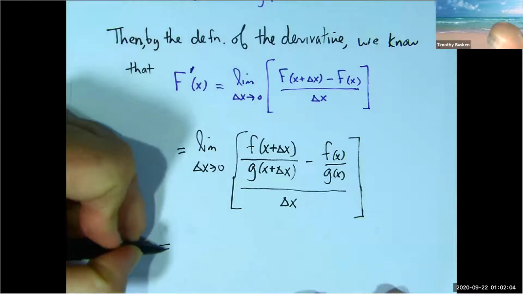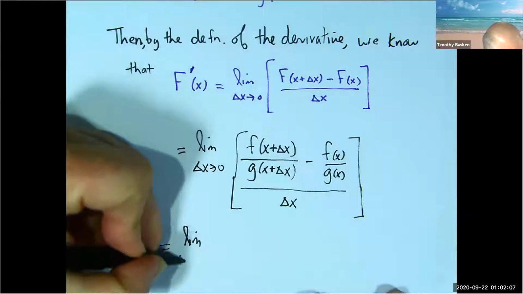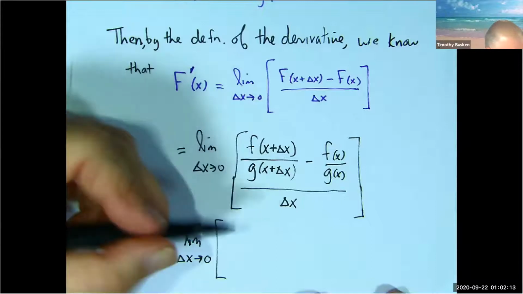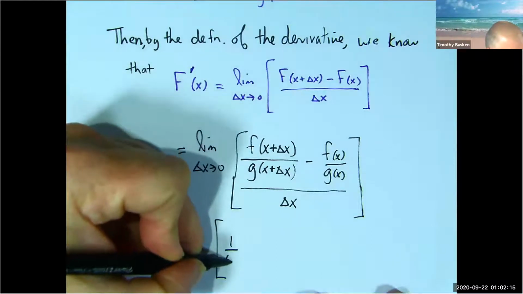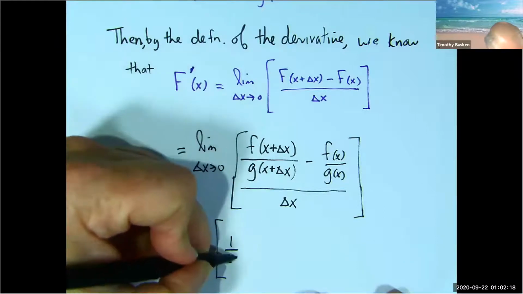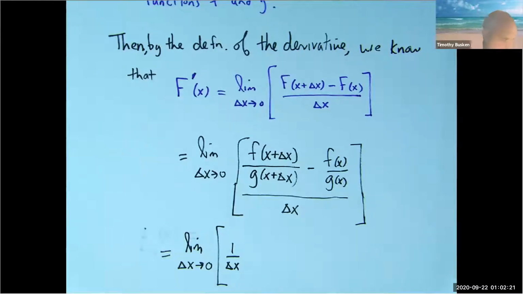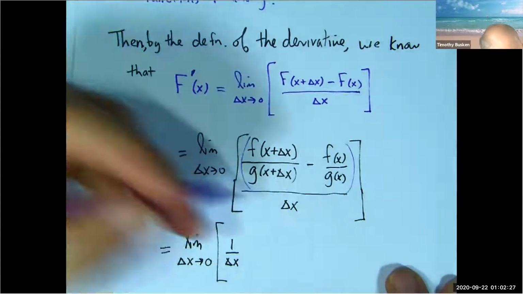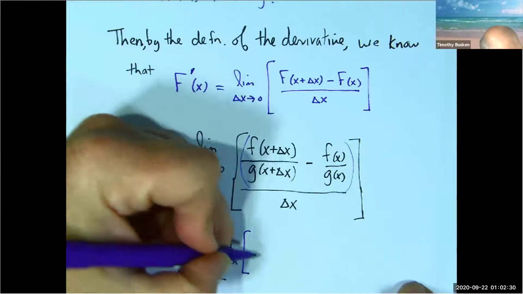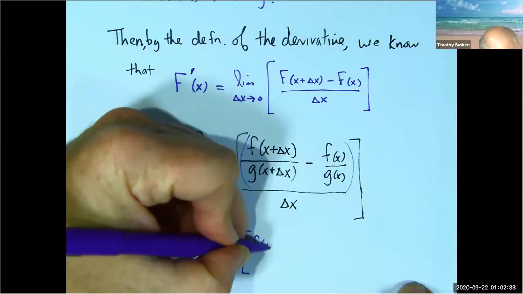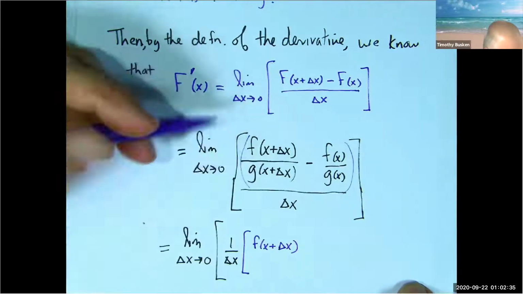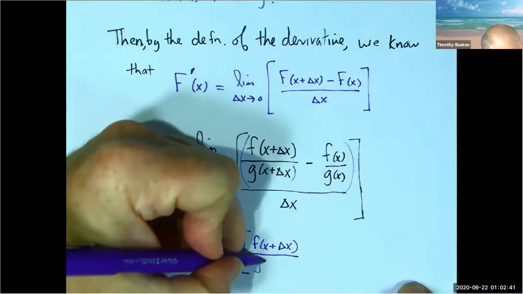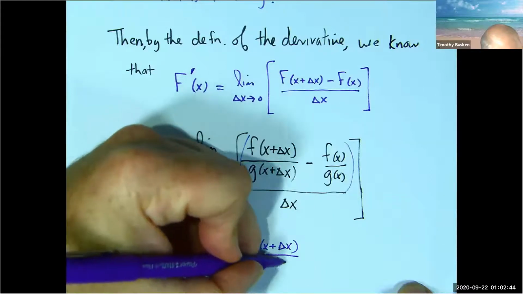And what we can do is, this is a trick I know we've used before, just to make things look a little simpler. I'm going to peel off the 1 over delta x. So I can write this as 1 over delta x times this big numerator right here. And then I want to subtract these two fractions, and just make one fraction there.